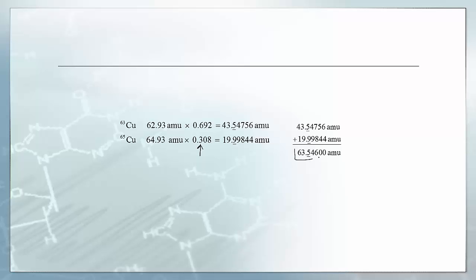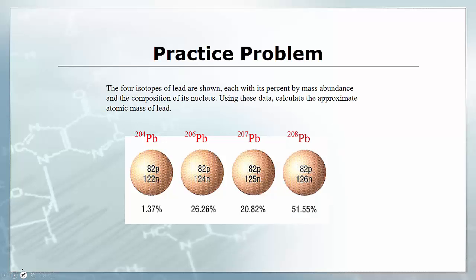When we're trying to find out the average atomic mass of an element, we don't really worry too much about significant figures. They are important, but right now we're not going to stress over them. So take a quick look at this one. 4 isotopes of lead are shown, each with its percent of mass abundance and its composition of its nucleus. Using this data, calculate the approximate atomic mass of lead.